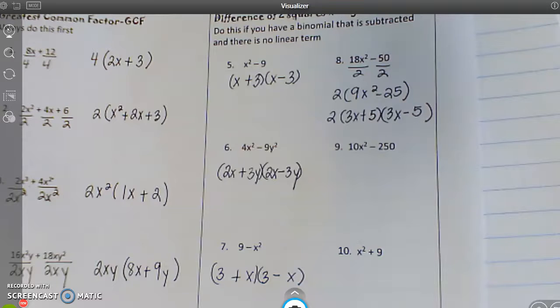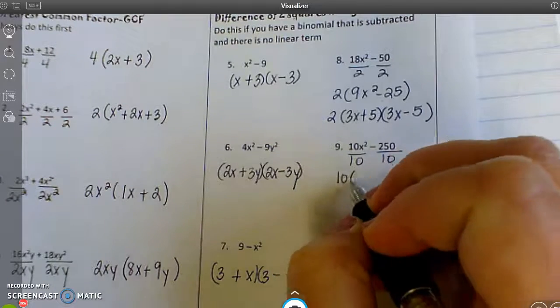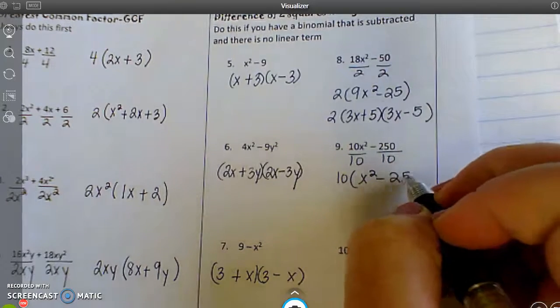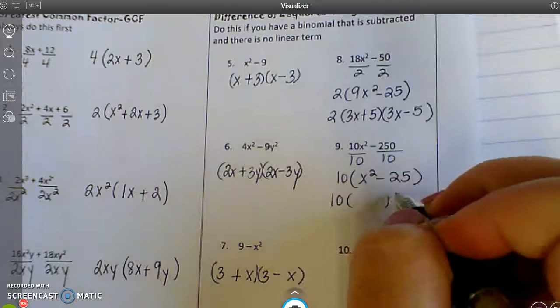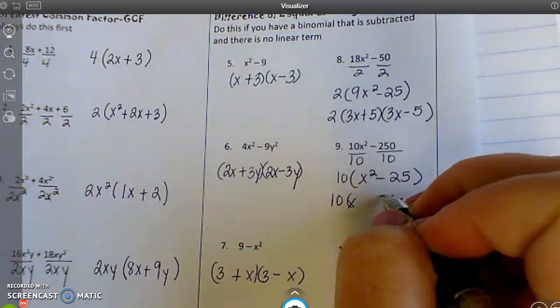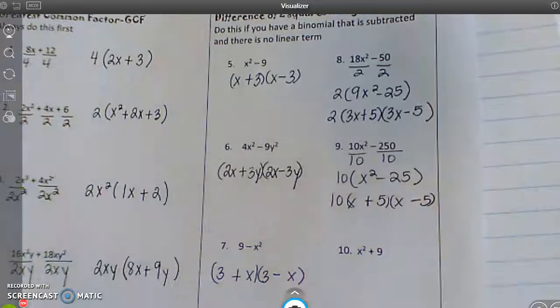Number 9 is very similar. You can't just automatically do the difference of two squares. Okay. 10 does go into x squared and 250. 2 does, but there's more. There's bigger numbers, so that's why we want to use 10. So I'm going to divide them both by 10 first. And when I do that, I'm left with x squared minus 25. And after that, I'm going to have 10 and my two parentheses. 5 and negative 5. Oh, positive 5 and negative 5. Sorry about that.